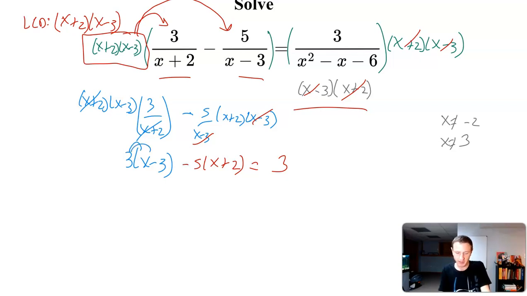So I'm going to distribute 3, and then I'm going to distribute the negative 5 into there. Make sure you're doing negative 5 because it's minus 5 times x plus 2. If you did just the 5, you'd end up having minus, in parentheses, that result, so you'd still have to distribute the negative. So let's just do that all in one step by distributing the negative 5. 3 times x is 3x. 3 times negative 3 is negative 9. Negative 5 times x is negative 5x. Negative 5 times 2 is negative 10, equal to 3.